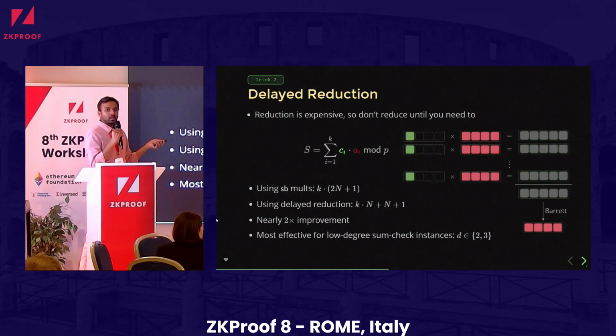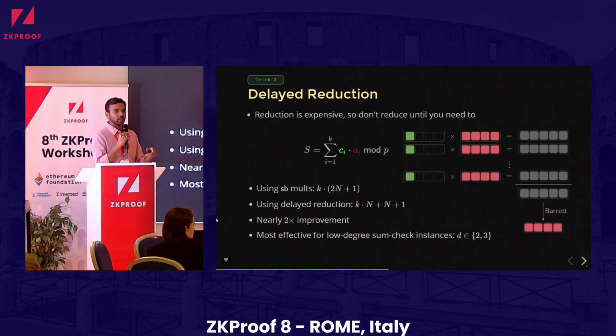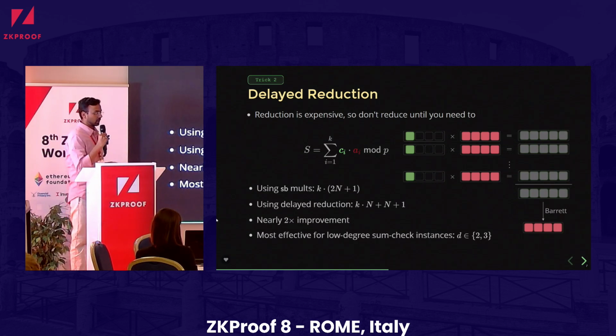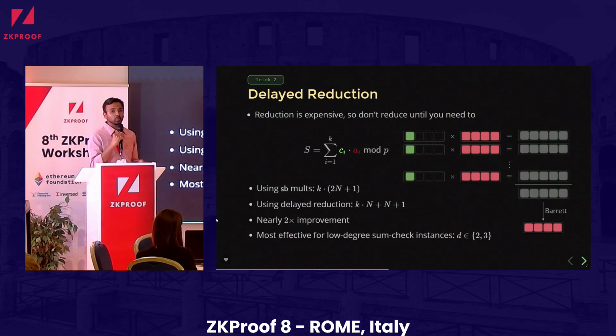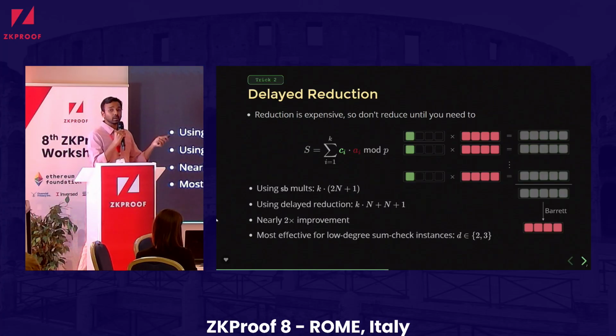This is particularly important for low degree sum check instances, because you'll see this expression, Ci times Ai summed over them, appearing in the sum check round computation. But this trick also applies more generally. Also, this same idea can be applied to big multiplication, just that you'll have to reduce more frequently.